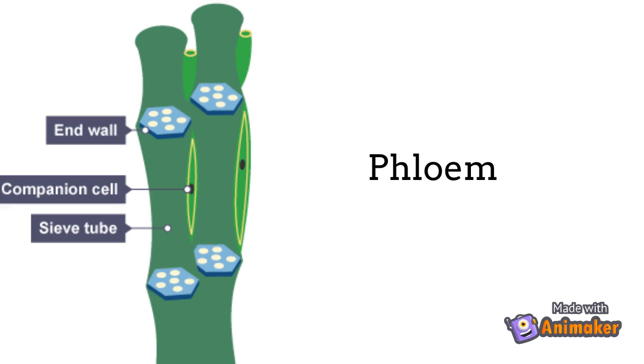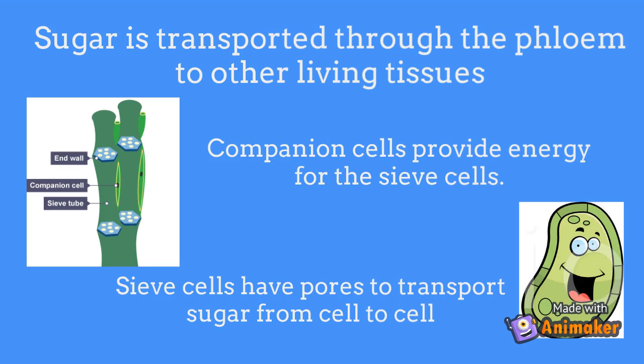Okay, now let's talk about the phloem transport system. Phloem is made up of living tissues and transports sugar to other living tissues. The sugar is produced by photosynthesis. Phloem also has companion cells which provide energy for another type of cell, sieve cells. The role of sieve cells is to transport sugar from cell to cell through their pores.